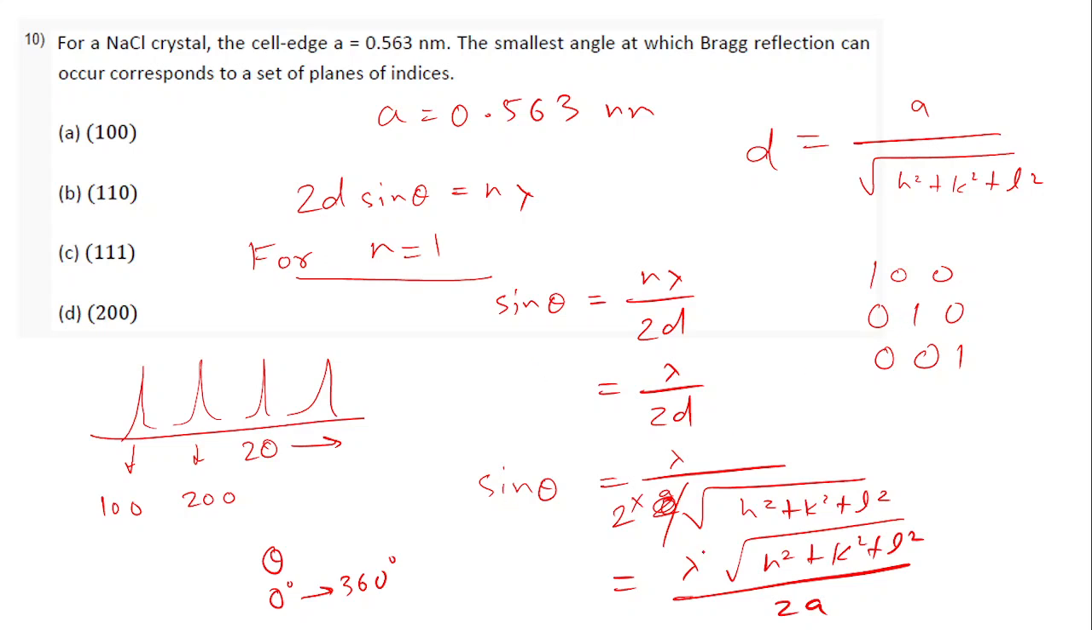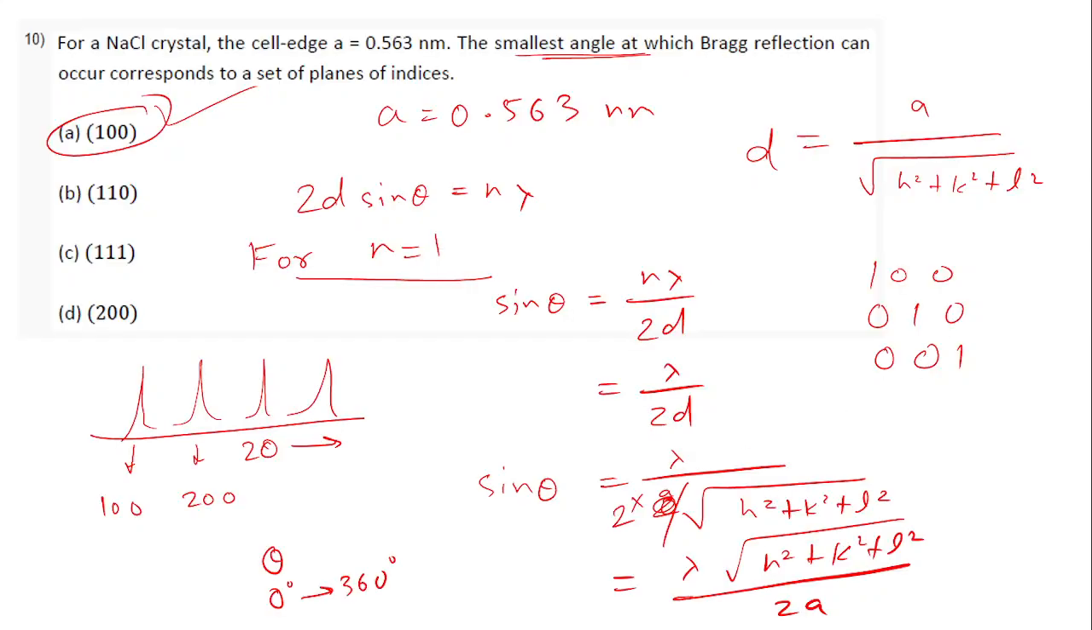So from this relation we understand the question: at what smallest angle does Bragg reflection correspond to a set of planes? To get the smallest theta, mathematically sine theta must be smallest. That means on the right hand side also the value must be smallest, when this HKL combination is the smallest. That means the minimum possible HKL here is 100, because anything else will increase it. So this is the correct answer.